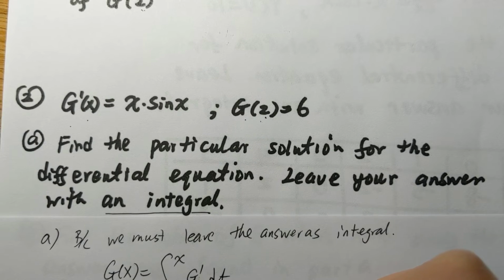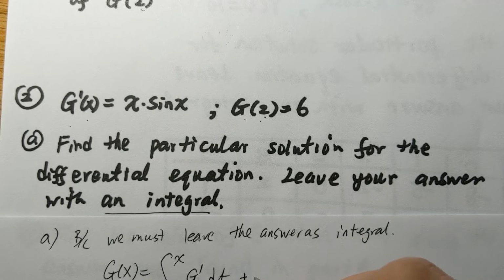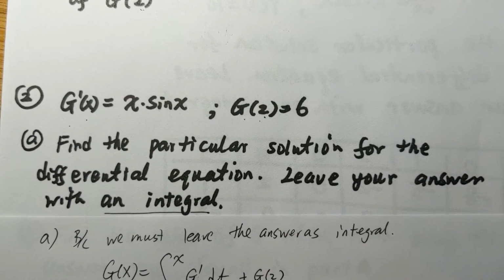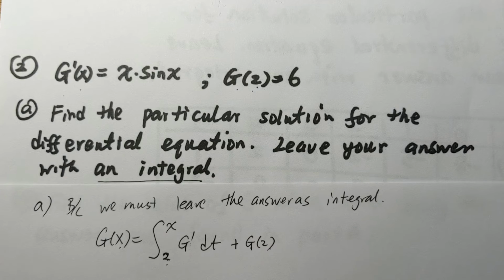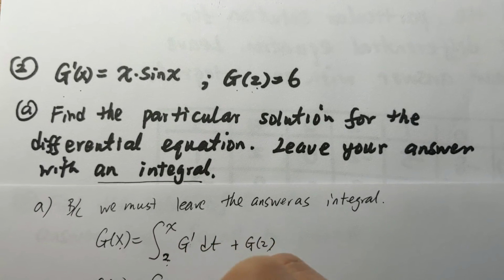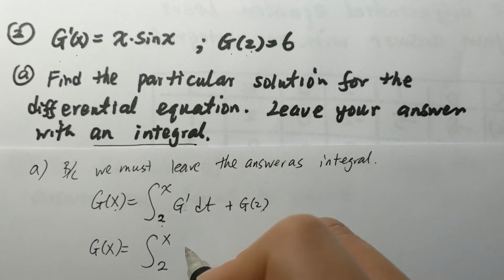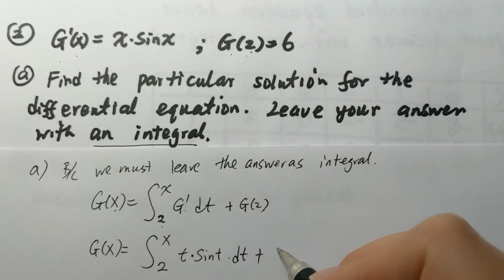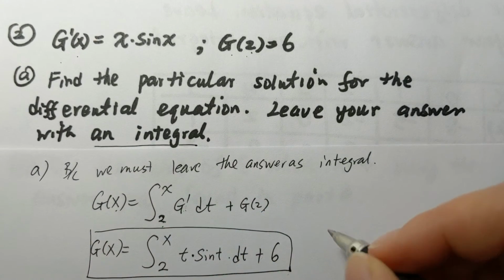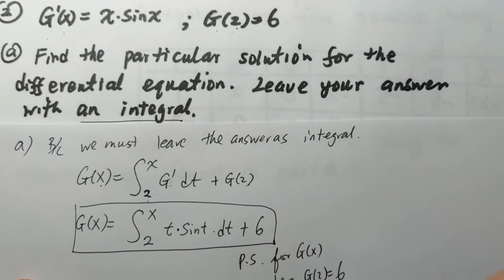And now we're going to add the initial condition. It is 2, so I put g of 2. So one more time, this part matches g of 2. So now I'm going to rewrite it. I got 2 to x. My g prime was x times sine x, so I put t times sine t times dt. And g of 2 is given, which is 6. So now I finished my question. This is the particular solution for g of x when g of 2 equals 6.